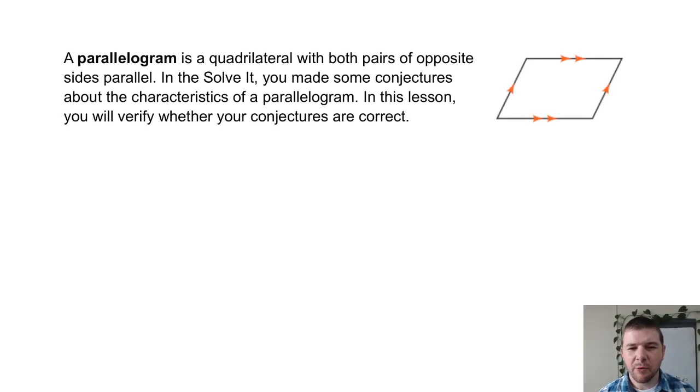A parallelogram is a quadrilateral with both pairs of opposite sides parallel. In the Solve It, you made some conjectures about the characteristics of a parallelogram. In this lesson, you will verify whether your conjectures are correct.